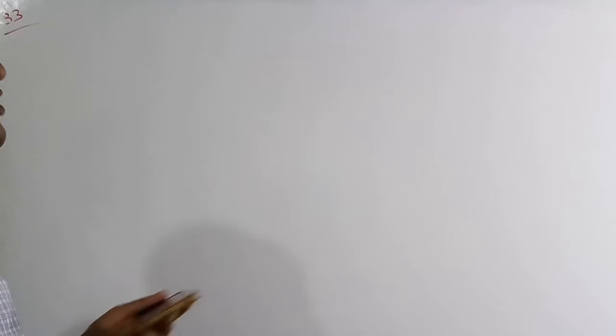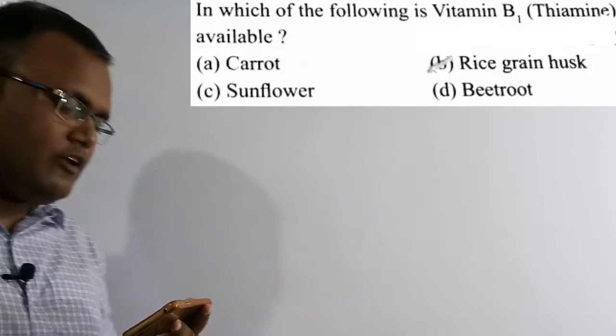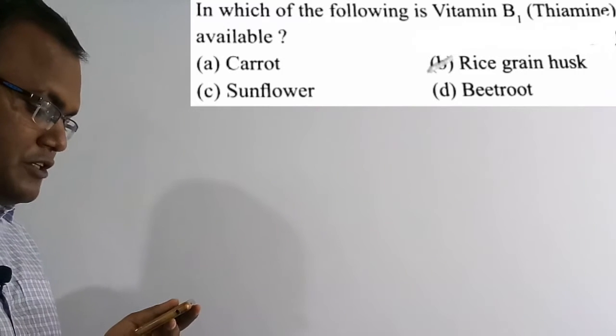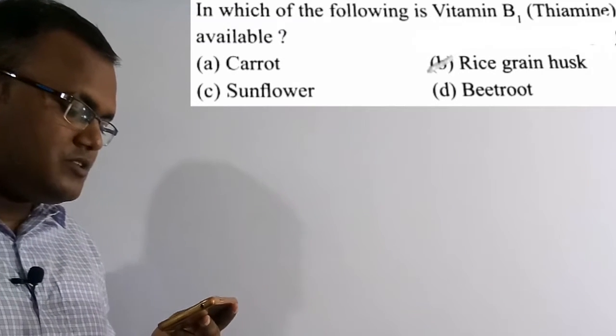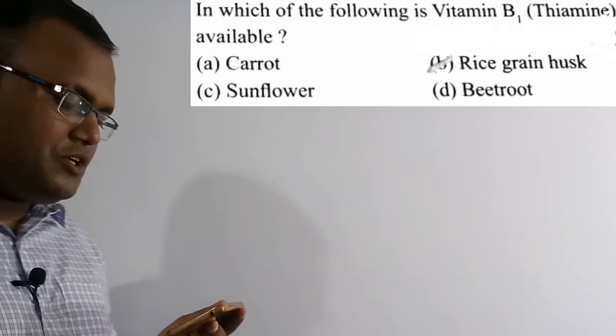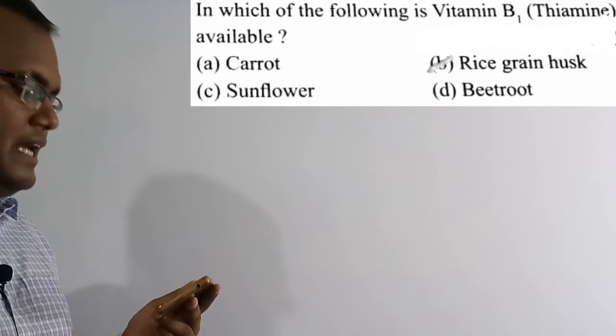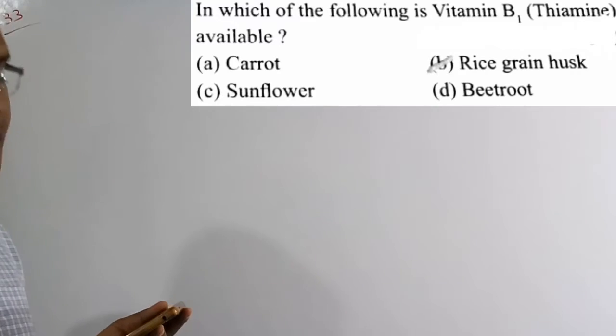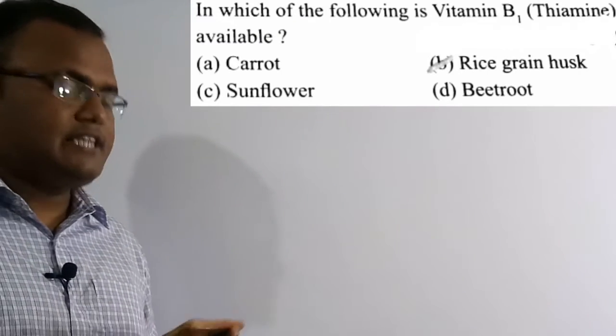Now we are going to solve the 33rd question. See the question here. In which of the following is vitamin B1 thiamine available? Option A carrot, option B rice grain husk, option C sunflower, option D beetroot. So the answer is option B, rice grain husk. Vitamin B1, also called thiamine, is available in the rice grain husk.